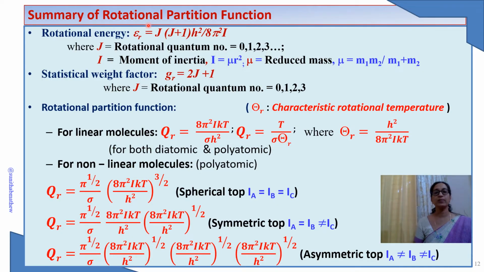Summary of the rotational partition function. Rotational energy is given by E_R = J(J+1)h²/8π²I, where J is the rotational quantum number having values 0, 1, 2, 3, etc. I is the moment of inertia, given by I = μr². μ is the reduced mass, given by m1 m2 divided by m1 + m2. The statistical weight factor for a rotational energy level is g_R = 2J + 1. Again, J is the rotational quantum number.